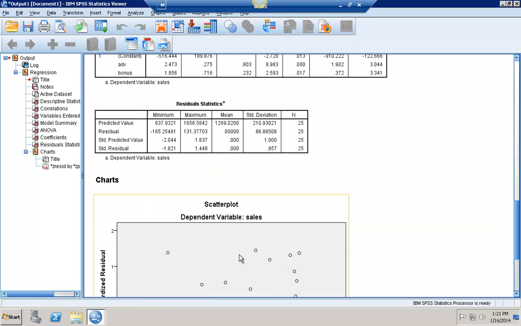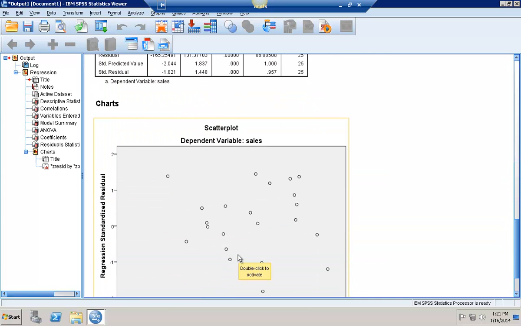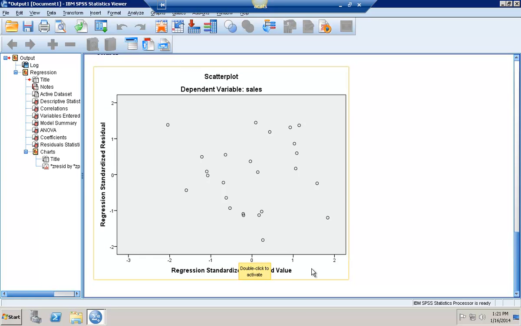Now I can go down here to my scatter plot and analyze that scatter plot a little bit. These are the standardized residuals. And when I'm looking at this scatter plot, what I'm hoping to see is no apparent pattern in my standardized residuals. So when I examine this, I don't really tend to see much of a pattern.